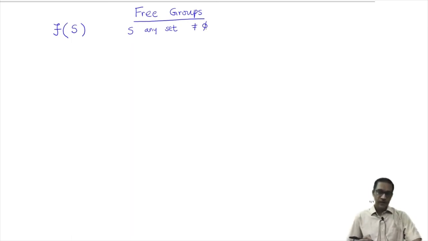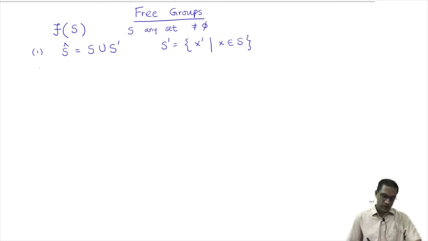So how does one define it? Well, we just follow the same steps that we followed when we defined the free group on two generators. Recall, what did we do first? We looked at the augmented set S hat. So I'll do the same thing here. The augmented set S hat is defined to be S union another set S prime. And what is S prime? S prime is a set which has the same number of elements as S, whose elements look like X prime, where X is any element of the alphabet S. So recall S was the alphabet and S prime is just the primed alphabet, with primes on top of the letters. Okay, that's the augmented set S hat.